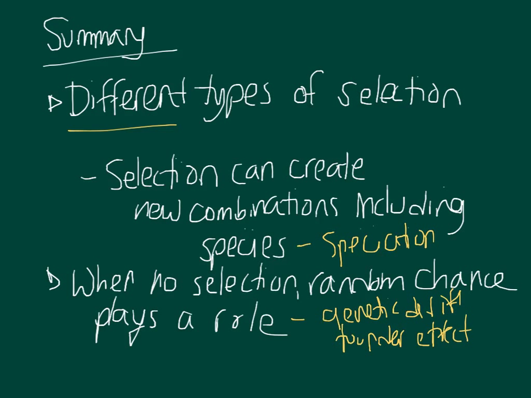So that kind of wraps up what I wanted to talk about this week. We talked about selection, the types of selection, and what happens when it goes to extreme, which would be speciation, and what happens when there's no selection, such as random chance would take over. All right, so that's our lecture on evolution, natural selection, and some of the breakdown.